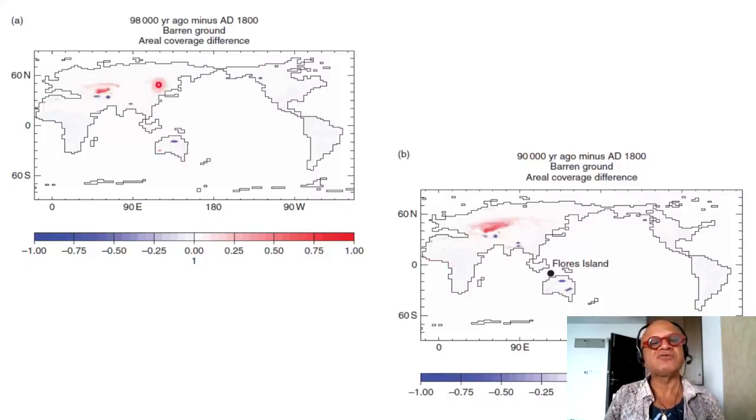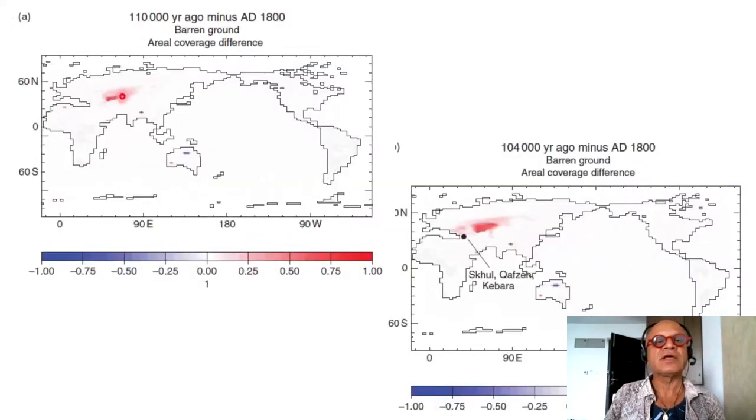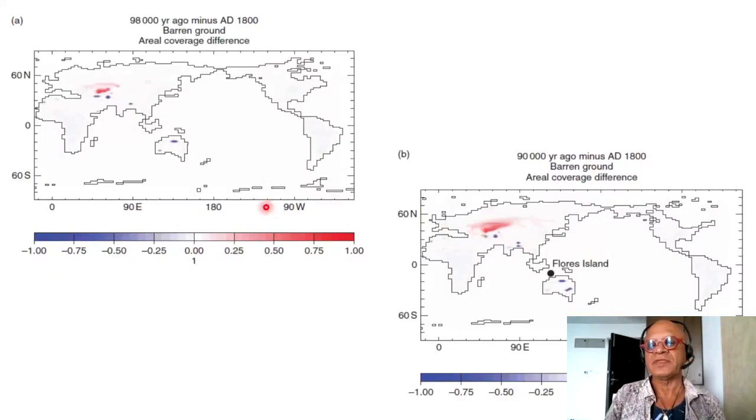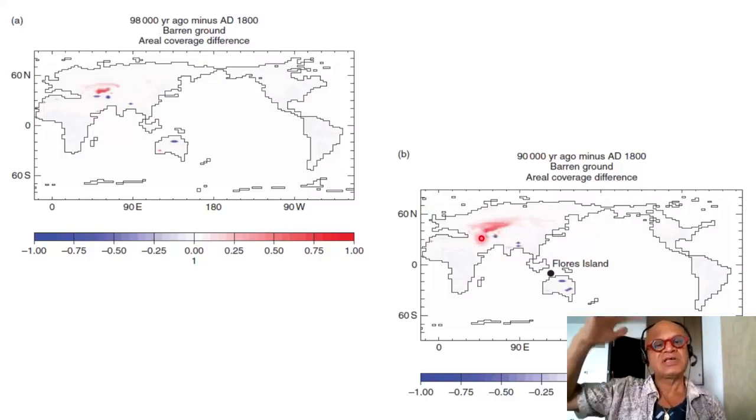Coming back to this area, you can again see here we looked at expansion from 110,000 years ago to 104,000 years ago, and this one is expansion of barren land, barren ground from 98,000 years into 90,000 years ago. The region covered is similar, so obviously this was pulsing up and down in terms of the barren land reducing in aerial coverage and then expanding again through these marine isotope stages.